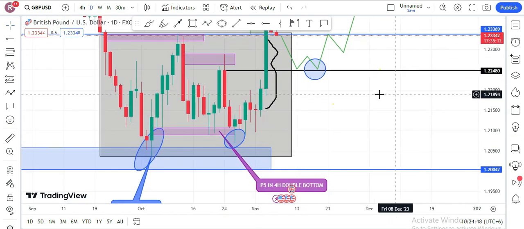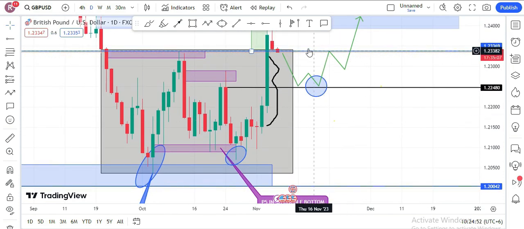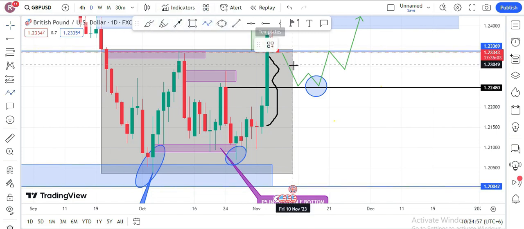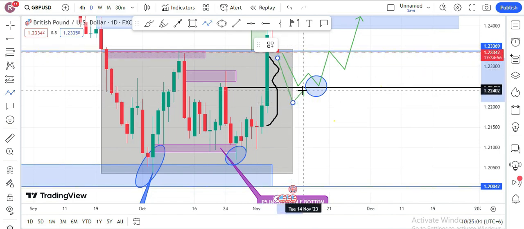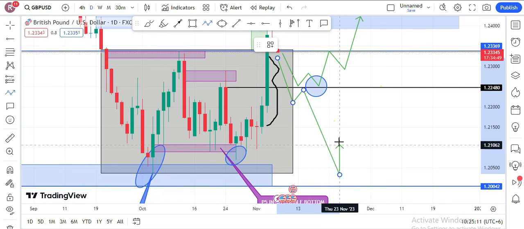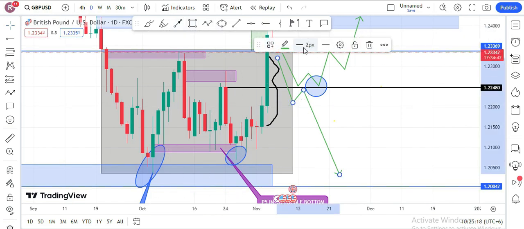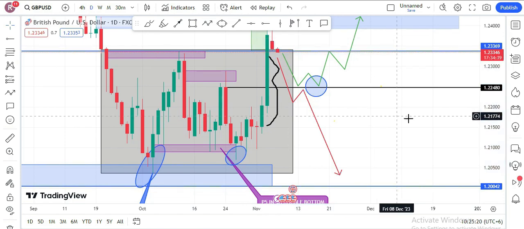On the contrary, if it breaks down, maybe if it breaks down, comes down to this region and retests and it fails, then we can have a scope of the price coming to this level. At least the price will come clearly in this area. So please be careful when you take the trade.